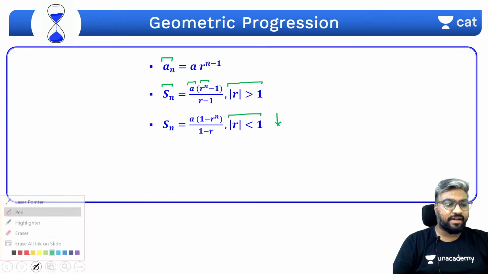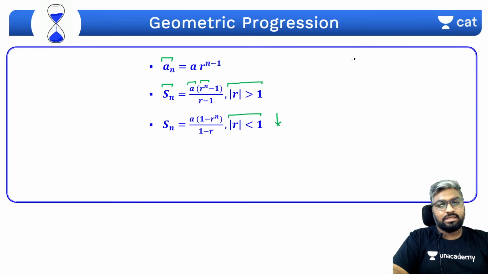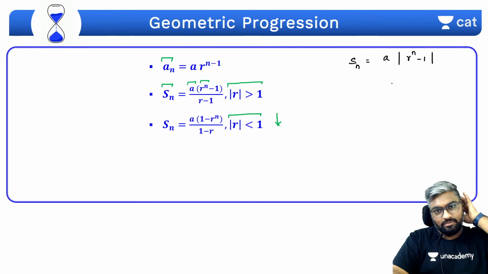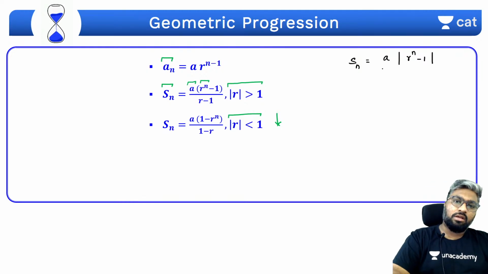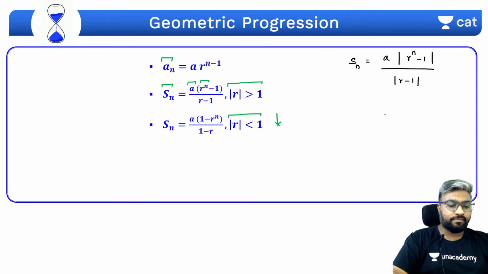So a simplified version you can take like this: sum of n terms is equal to a times modulus of R power n minus 1, so not modulus per se, but yes, okay, you can take modulus, divided by modulus of R minus 1. Understood? Yes, or if you don't want to confuse yourself with a modulus, what you can do is instead of the subtract sign, just take whatever is the positive difference. Okay? Whatever the positive difference is. Clear?